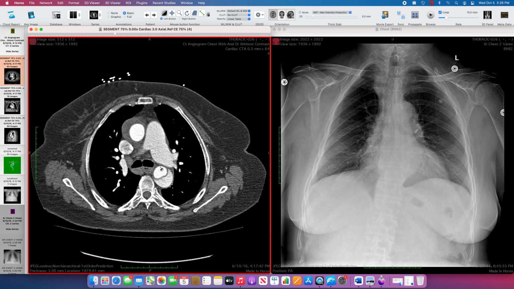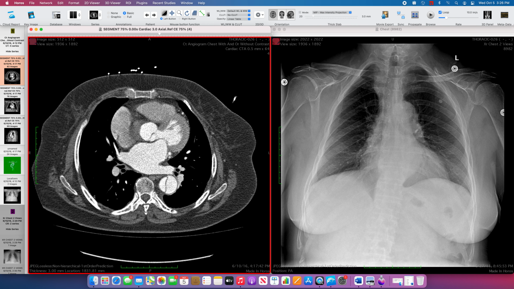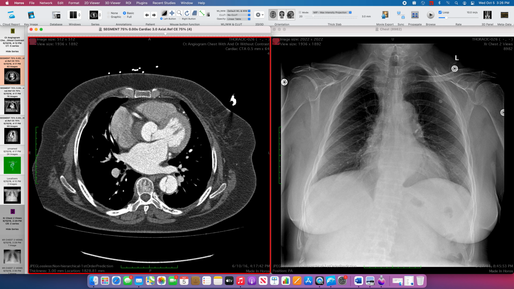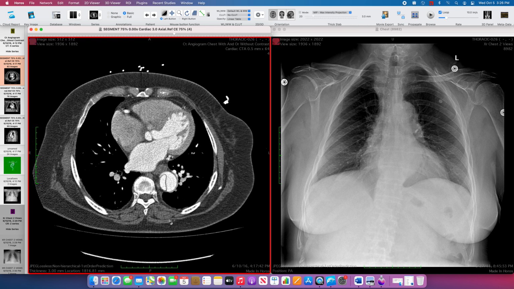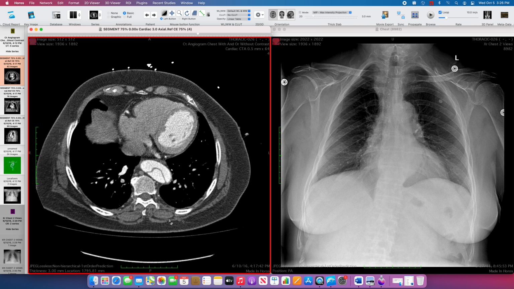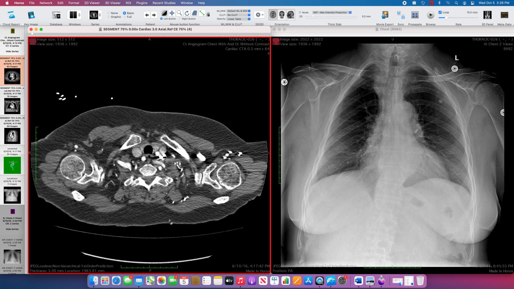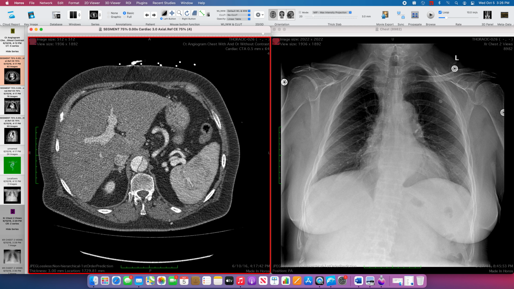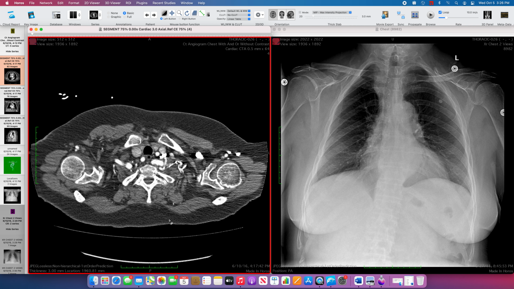As we go inferiorly, we still see the true lumen along the anteromedial aspect and the false lumen, which is partially contrast filled. There may be an additional break or tear distally in the descending aorta, and all the way to the inferiormost image on this study. So again, the typical dissection protocol would extend down through the iliac arteries for the full extent of potential dissection.